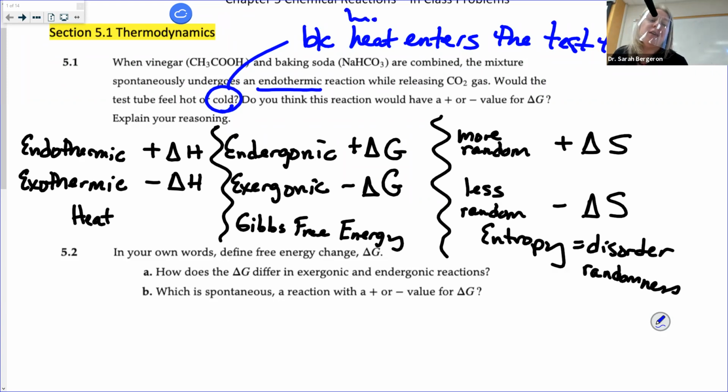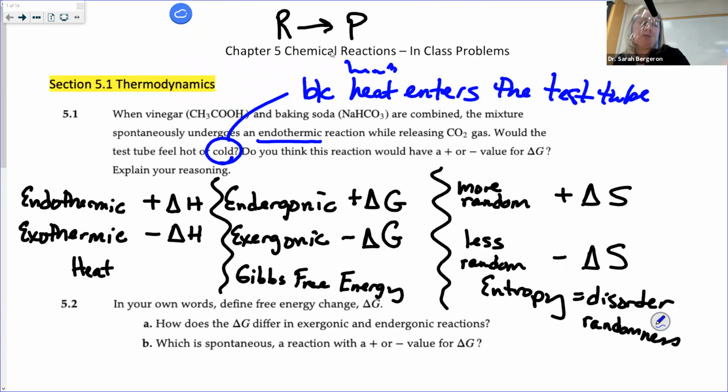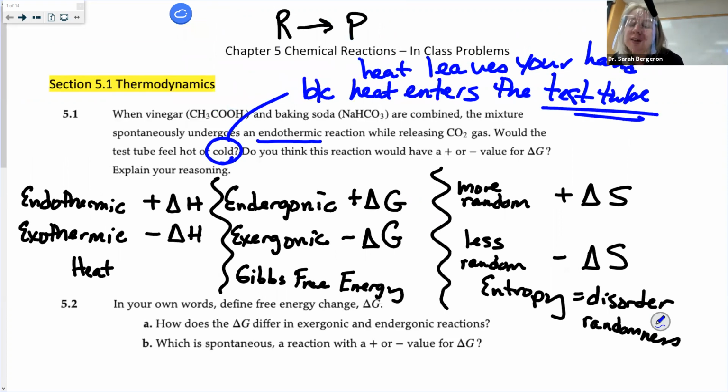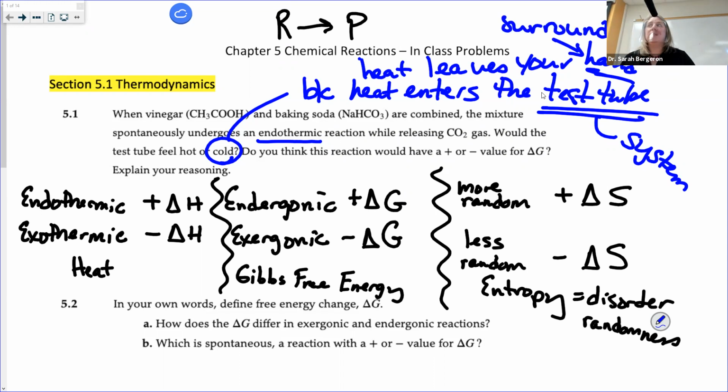Because you could say heat leaves your hand. If I could scroll up and be able to actually write, right? Heat leaves your hand and enters the test tube. The test tube itself, this is the system. So the system is absorbing the heat. So the surroundings feel cold, right? Your hand is the surroundings. Does that make sense? It almost feels backwards, but it's not.